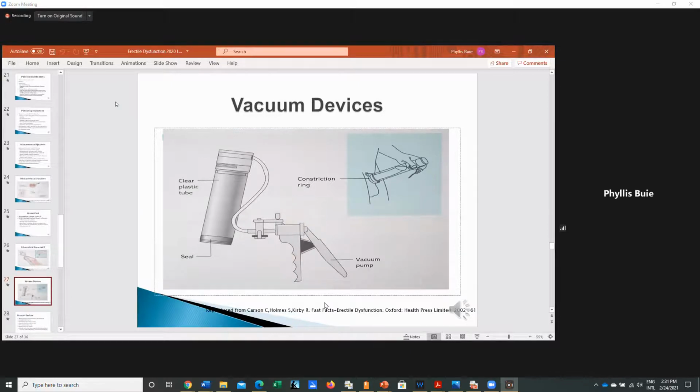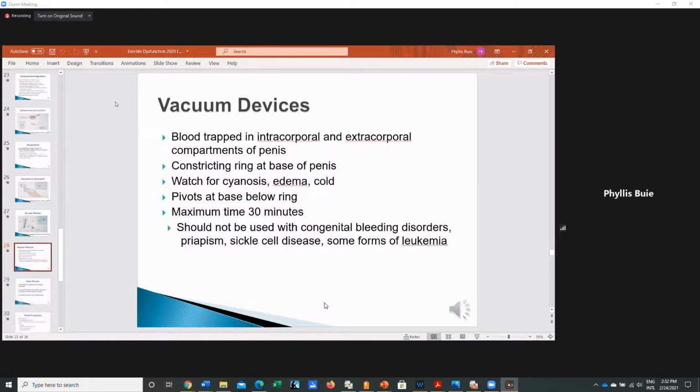A couple of other methods that I also put on here for you really don't involve any medication at all. If you have a patient that may not be a candidate for any of these types of therapy, then the vacuum method may be very helpful for them. We just have to be very mindful that they know to not leave it on more than about 30 minutes because it compromises the blood flow at that point, the ring at the base. So we don't want to do that. We don't want to cause any damage.